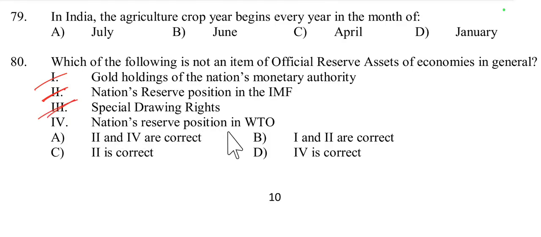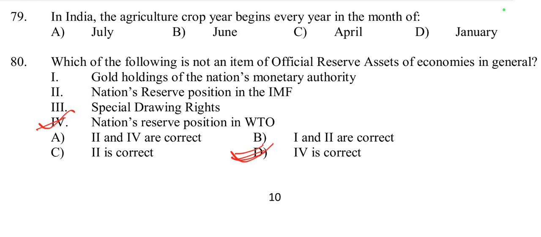Then the nation's reserve position in the WTO. No, the nation's reserve position in the WTO is not an item of official reserve assets, because the WTO does not merge or hold official reserves. The reserve position in the WTO is not considered an official reserve asset. So option 4 is not an item. Here the question asked which is not an item, so only IV is correct. So option D is correct here.